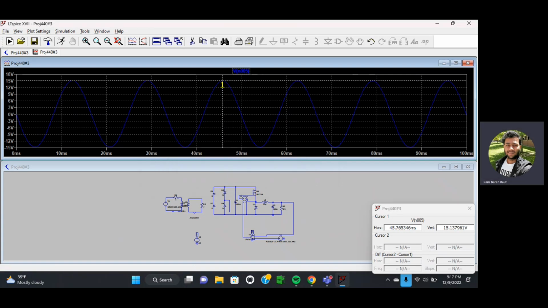So let's get over here. We have 15.137, which is our design. I mean, our required. I want to step down 155.6 volt to 15 volt AC. So right now we check this one. We are getting that one.